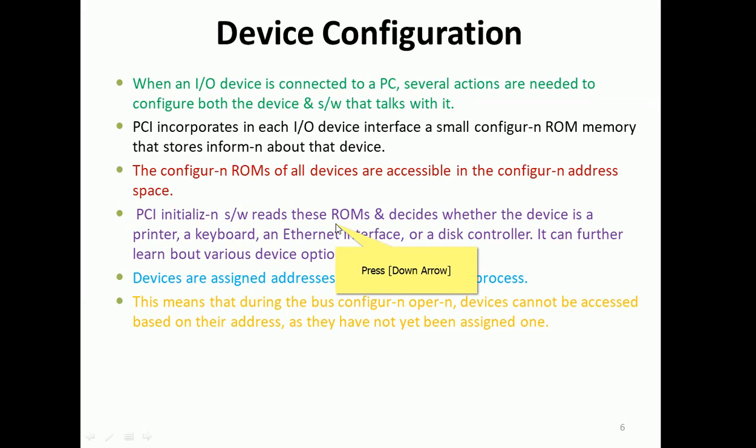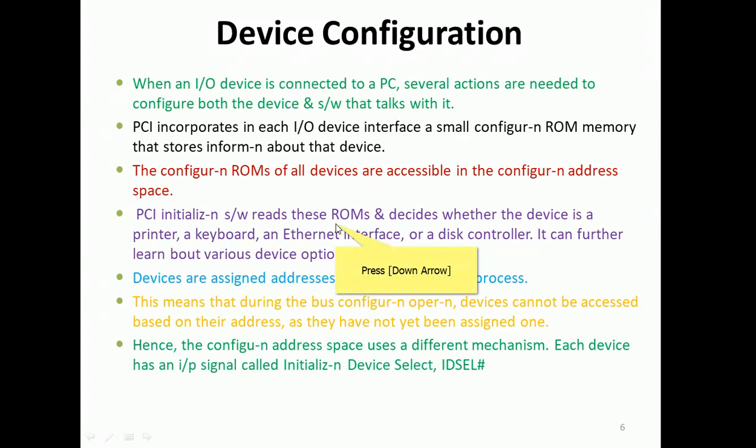So during configuration a dilemma will be there, an inconsistency of the address, as the devices have not yet been assigned one. Hence it may not be possible to do so. A specific job has to be assigned to the device with its own ID, then it will be obliged. Hence the configuration address space uses a different mechanism.